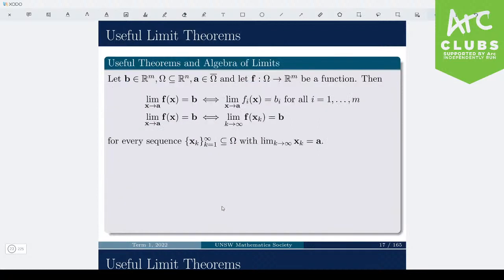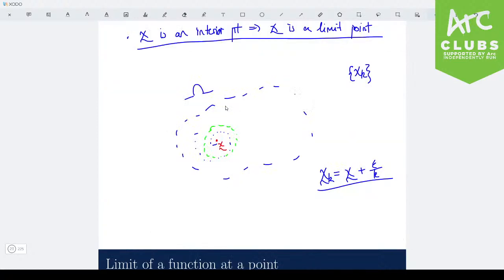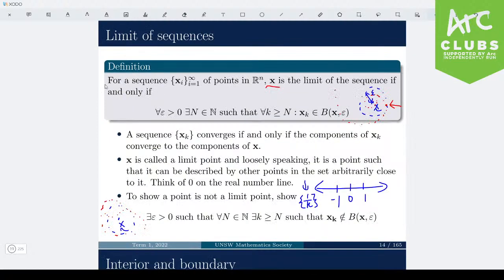So now we move on to the useful limit theorems I was talking about before. The first one: the limit of f(x) as x approaches a equals b if and only if the limit of f_i(x) as x approaches a is equal to b_i. This is the exact same thing as I mentioned back up here.